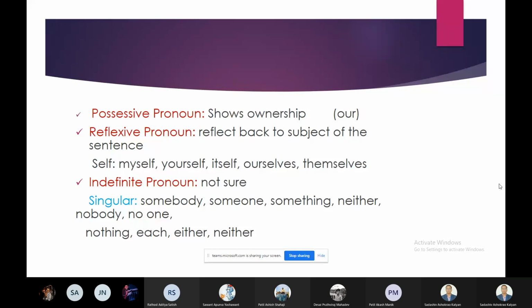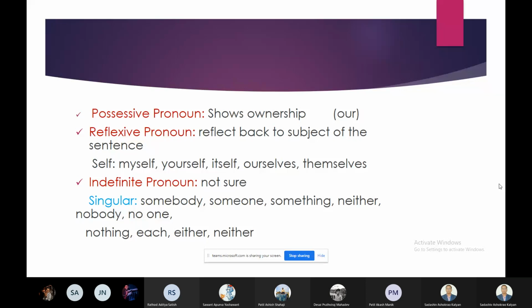Like the possessive pronoun, we have the third type of pronoun, the reflexive pronoun. The easiest way to identify a reflexive pronoun in a given sentence is to find the suffix self at the end of the word. Words like myself, yourself, itself, ourselves, themselves are considered reflexive pronouns in the given sentences.